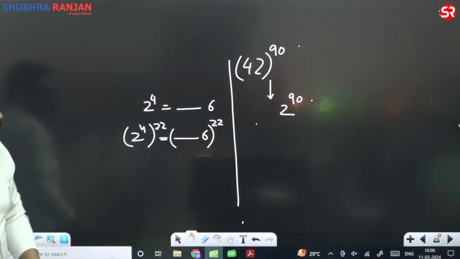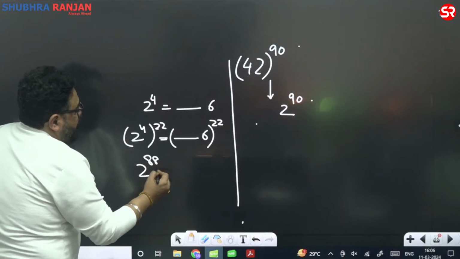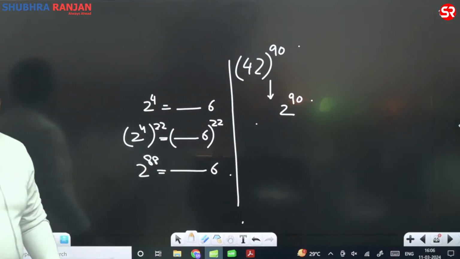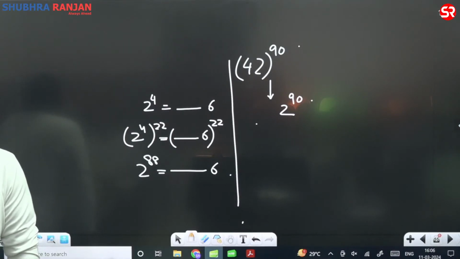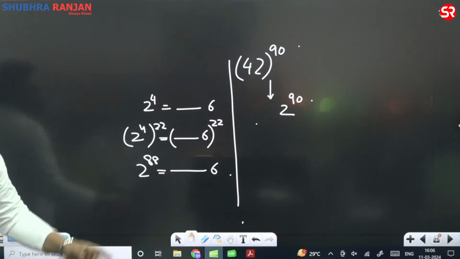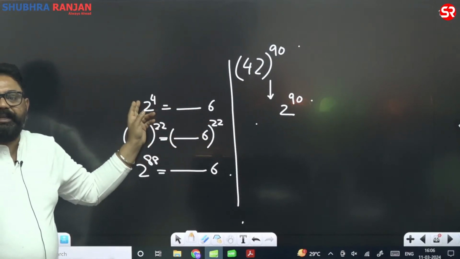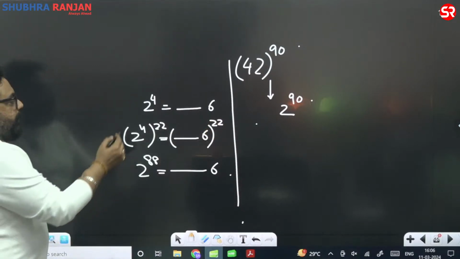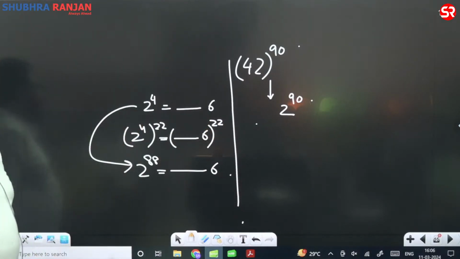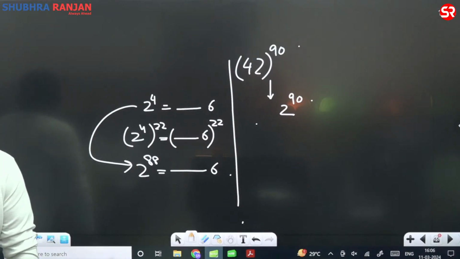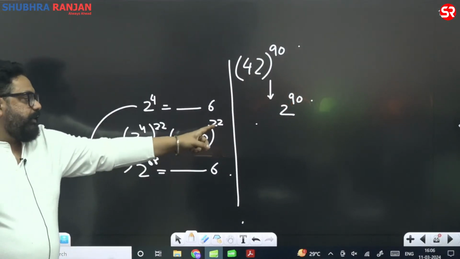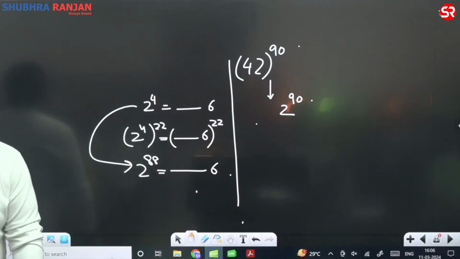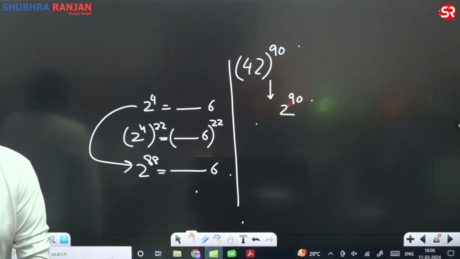Agreed? Which means 2 की power 88 also gives you 6 at unit place. Now you can ignore this step. Listen, if 2 की power 4 gives you 6, which means 2 की power any multiple of 4 gives you 6. You can directly write 2 की power 88, which is a multiple of 4, would also give you 6 at unit place. You don't need to write this step actually. I just had to write it to showcase you that a number ending with 6 raised to the power 22 ends with 6. I have used that rule. You don't even need to write it.